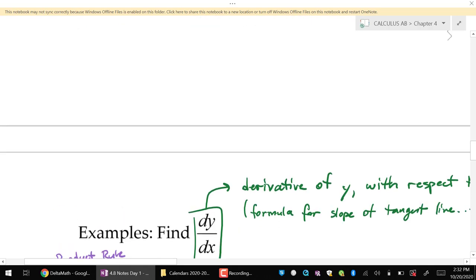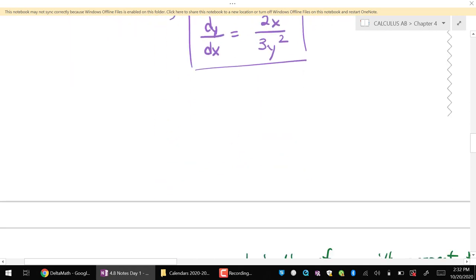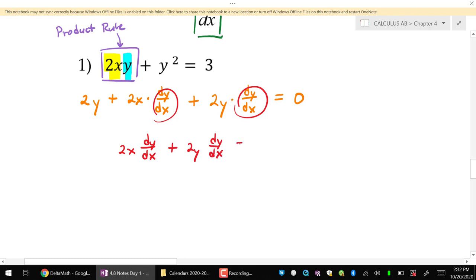If I go back to my chart, after we do that, my second step here said to collect the dy dx terms on one side of the equation. So, well, here they are. Let's collect them on the left-hand side, which means this 2y I would like to move out of the way. So what if we subtract 2y? I'll have 2x dy dx plus 2y dy dx equals negative 2 times y. And then we're going to factor. GCF factoring dy dx. Pull that out, and we'll have 2x plus 2y equals negative 2y.